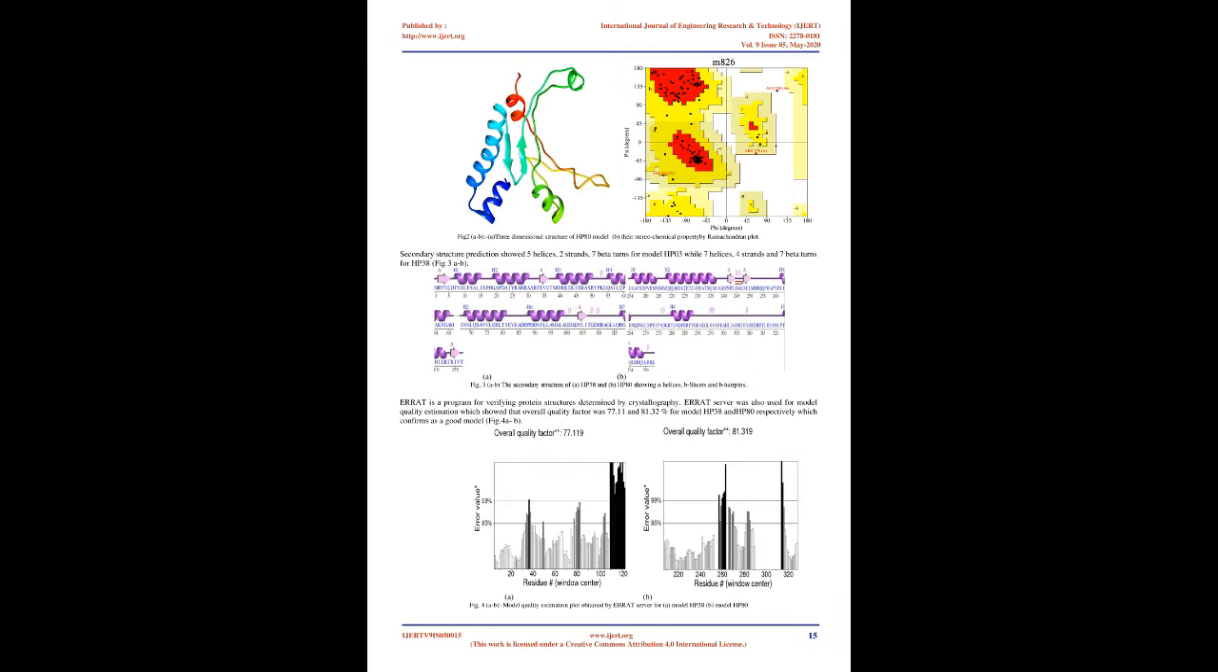ERRAT server, Colovos and Yeates 2007, was used for structure validation. Active site prediction. Results and discussion. Sequence analysis and functional annotation.